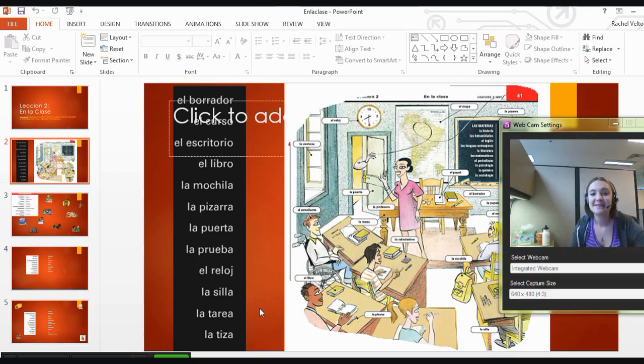Next, you have la silla. That is a seat. Close to the bottom, you have la tarea. That is homework. And the last word you have is la tiza, the chalk.